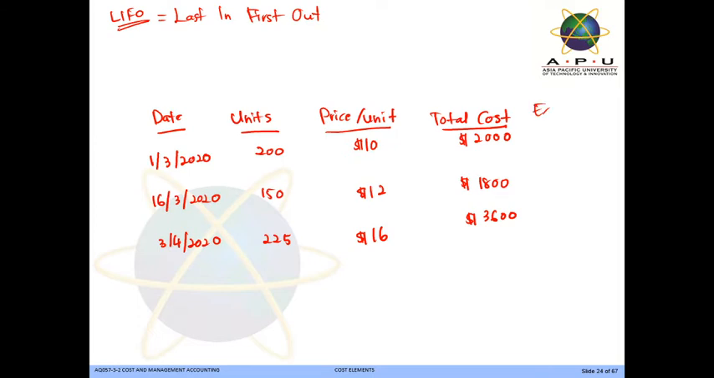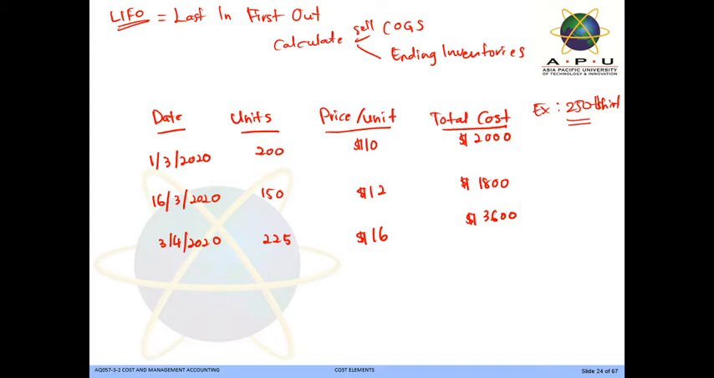So the example will be the same. We managed to sell 250 t-shirts. From here, we calculate our cost of goods sold, and the remaining will be our ending inventory. The ending inventory is the remaining inventory that we didn't manage to sell. So, in this example, we managed to sell 250. Which one do we want to choose first?